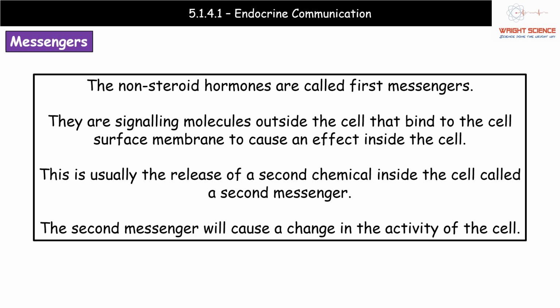So the phrasing we're going to use for these non-steroid hormones is a first messenger. Now, quite logically, they're first messengers because these are going to be communicating something in that first step of the process. So they're the ones that are going to bind to the receptors on the cell surface membrane, and then they release that second chemical inside the cell, the second messenger. So first messengers are the protein and peptide hormones that will bind to the receptor. Second messengers are inside the cell and will be released as a result of that binding of the first messenger.